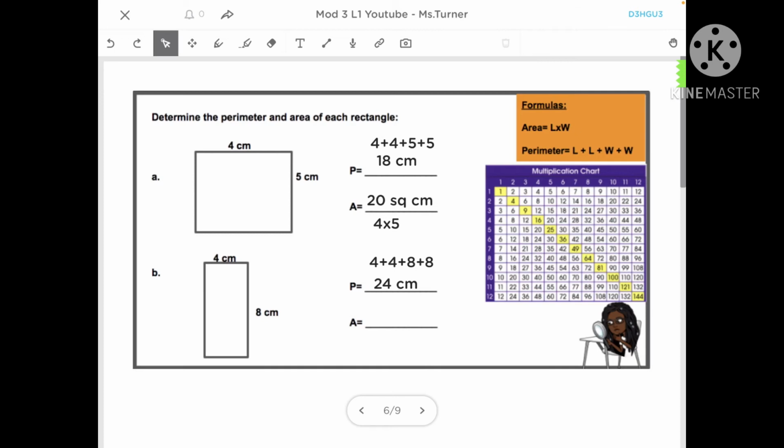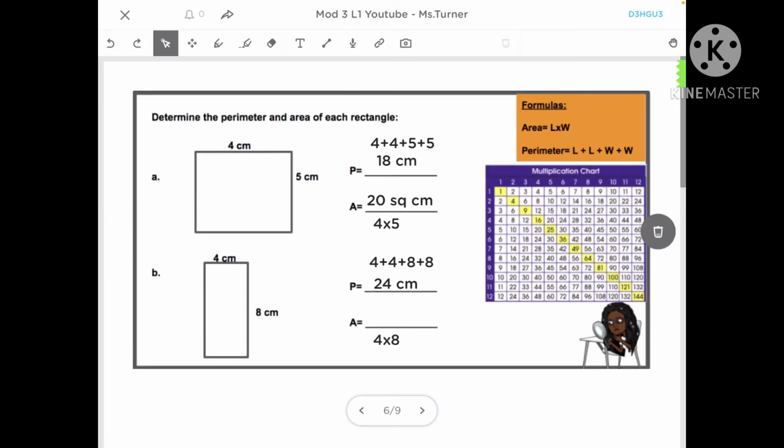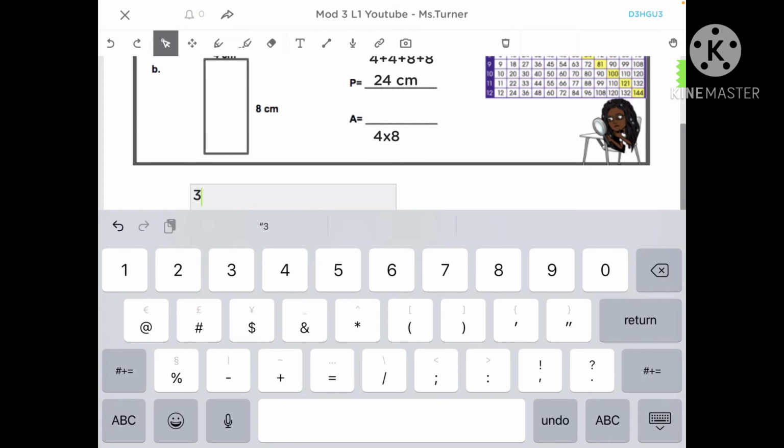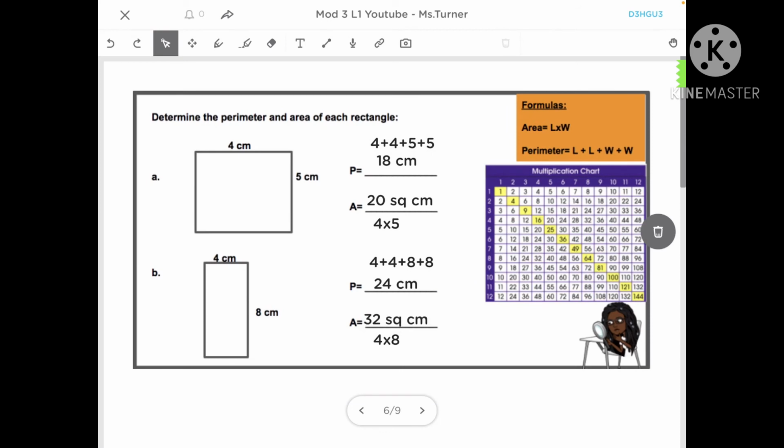What about the area? What formula did you use to figure out the area? Or better yet, what equation did you use to figure out the area? Me too. 4 times 8 will give me the area of part B. 4 times 8, you should have gotten 32 square centimeters. Remember, when we're multiplying, we know that we have to add that square in. Awesome job, you guys.